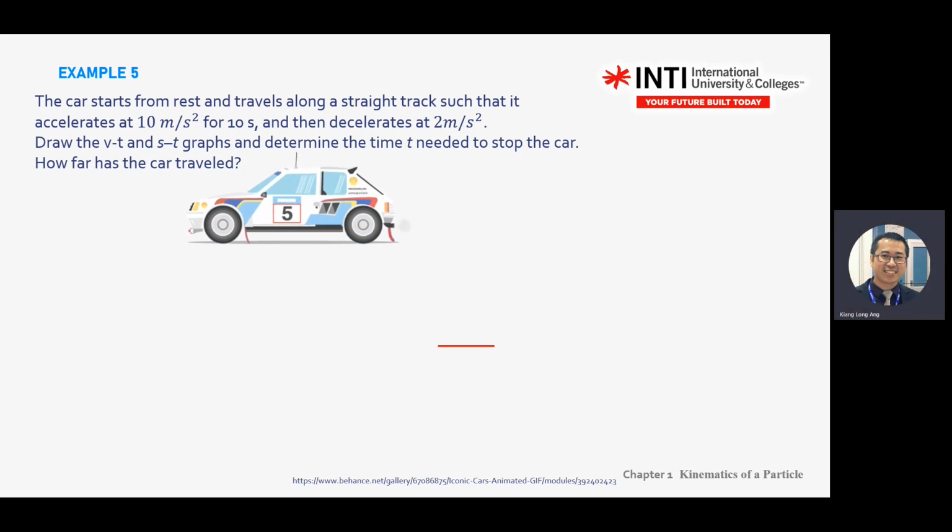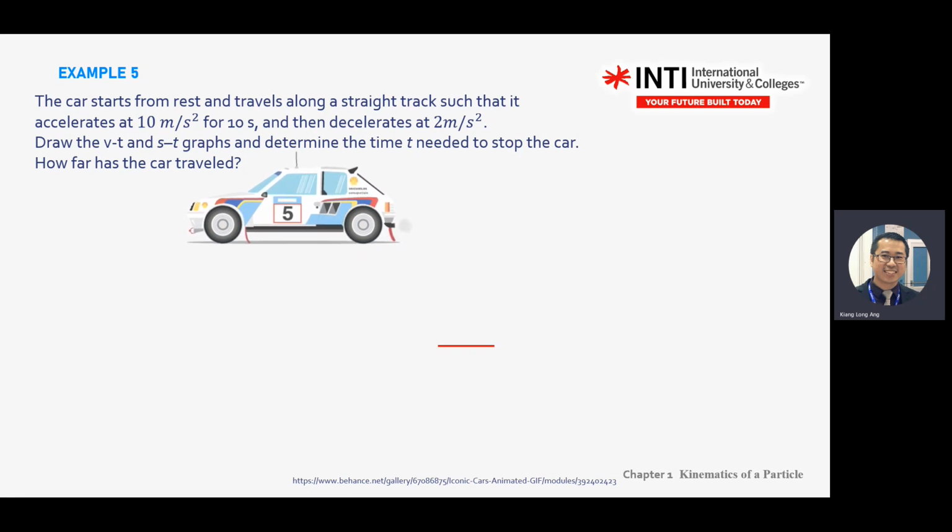Okay, this is in your tutorial question 23. Now, if you read the question, what do we have here? The car starts from rest and travels along a straight track such that it accelerates at 10 meter per second square for 10 seconds. By reading this, you already know this falls under chapter 1. Why chapter 1? In the straight track, it's in a straight line, right?